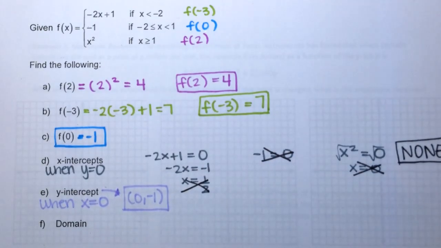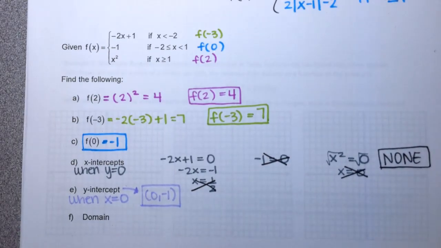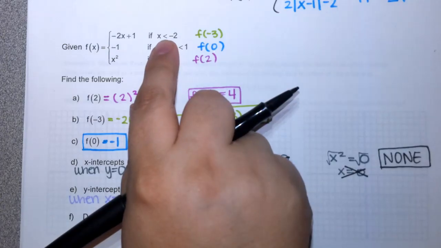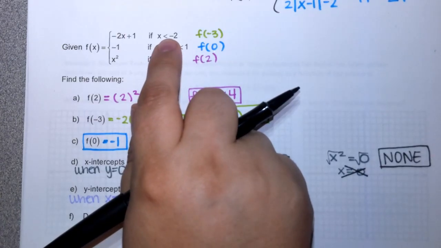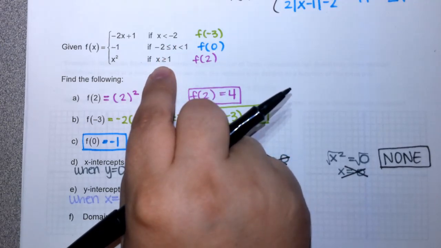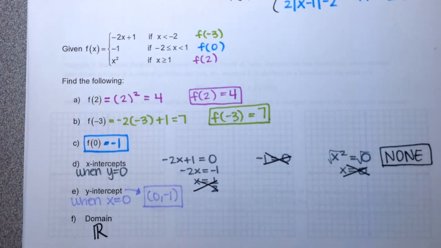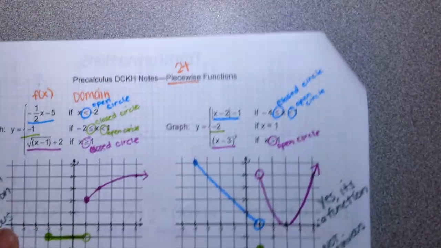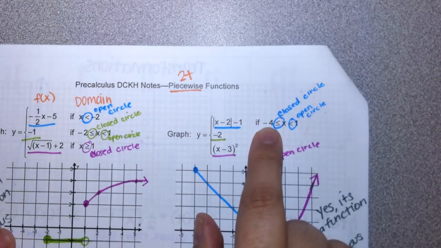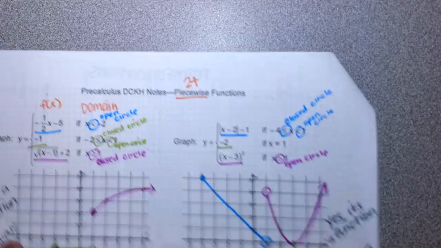Last but not least, what is the domain of this function? Can you just guess all real numbers, or is it all real numbers? Why all real numbers? Because if it's less than negative 2, it goes from negative infinity, and if it's greater than 1, all the way to infinity. So what's my domain? All real numbers. When would it not be all real numbers? Like right here, you see how it goes from negative 4 and it didn't go to negative infinity? That would be the situation where there's not all real numbers.